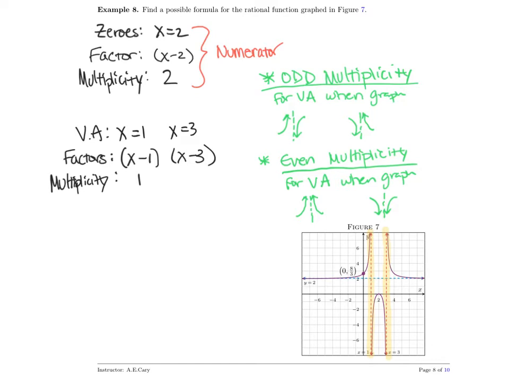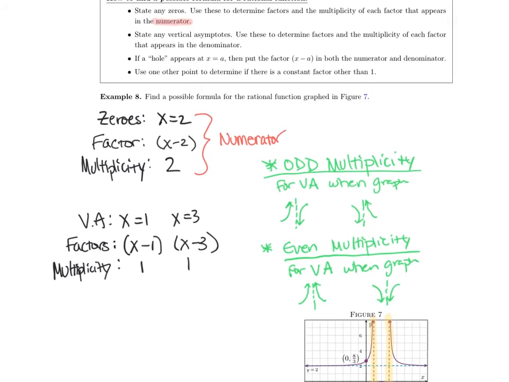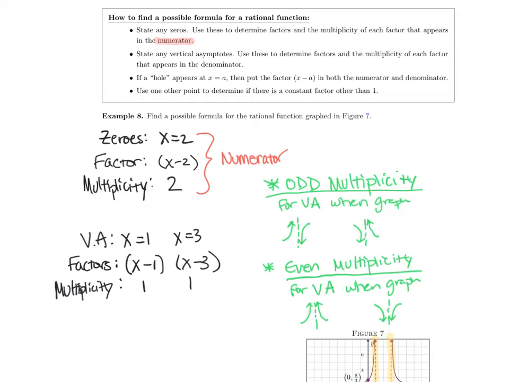Is going to be 1, and even multiplicity for us is going to be 2. So when we're dealing with our vertical asymptotes, we're only ever going to be dealing with multiplicities of 1 and 2. And all of this information here is going to give us our denominator. So again, all of this right here gives us our denominator.